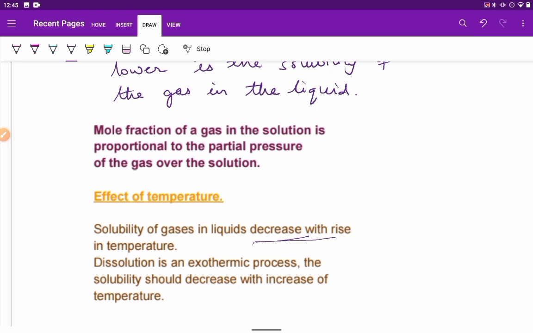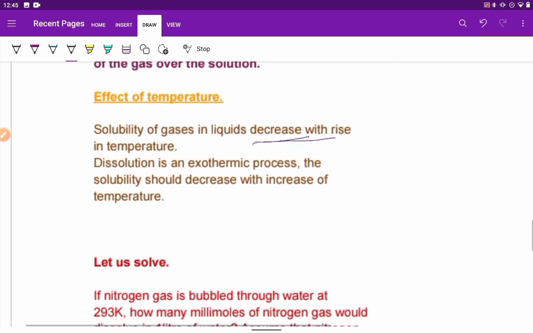This happens because dissolution is an exothermic process. It is an exothermic process, heat is given out, and here if we increase the temperature, solubility will decrease. Dissolution is exothermic, so here also it follows Le Chatelier's principle. Since the dissolution is an exothermic process, the solubility will decrease with increase of temperature.